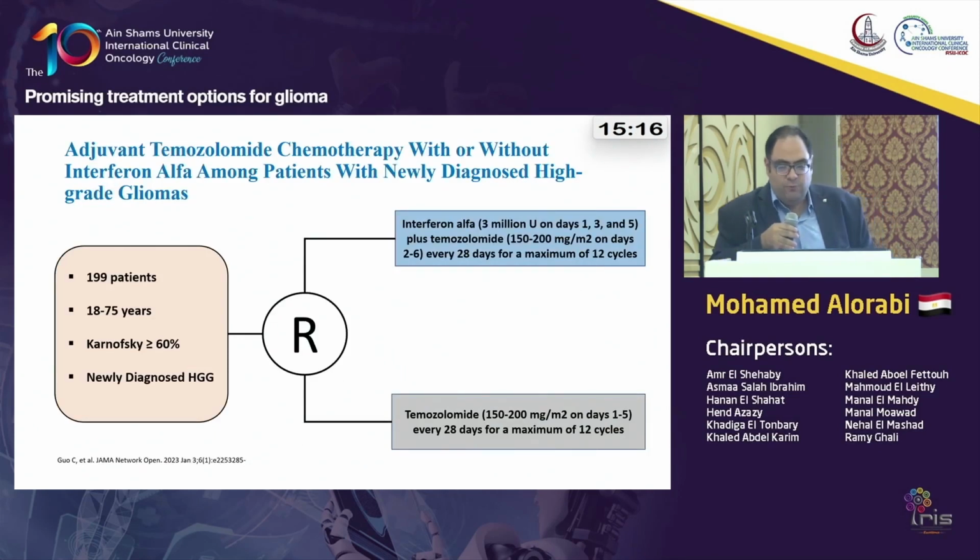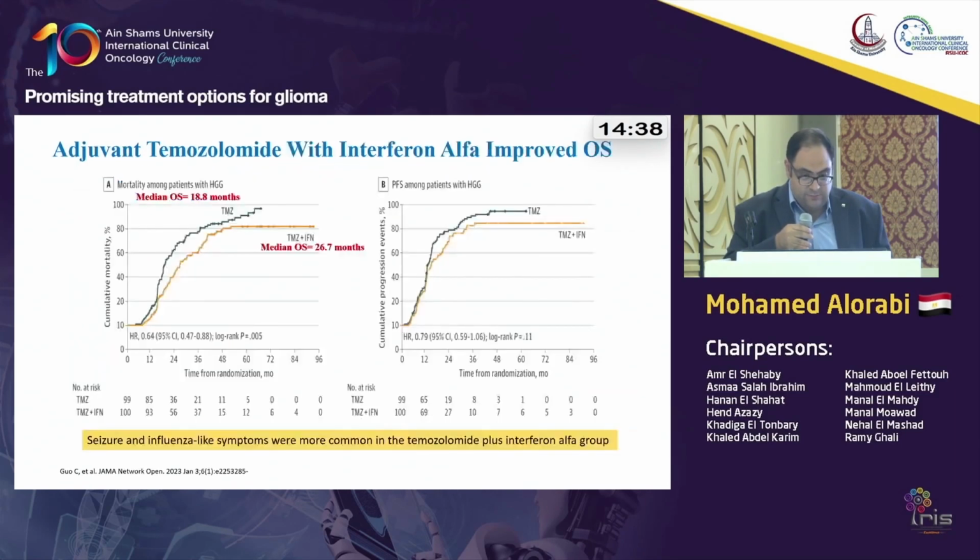Also, another trial to improve the STUPP protocol came from China. This trial was published in JAMA, I think, in 2021. They included 190 patients with newly diagnosed high-grade glioma, glioblastoma grade 4, and astrocytoma grade 3. Patients had good performance status, Karnofsky 60 or more, and age between 18 to 75 years old. After completing the standard concurrent chemoradiotherapy with temozolomide, patients were randomized to receive interferon plus temozolomide for up to 12 cycles versus temozolomide alone for a maximum of 12 cycles.